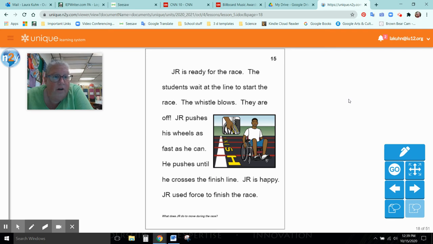So, JR pushes his wheels to make his wheels move for the motion. And when he does that, it pushes him forward, and he's able to participate in the race. So let's say that he couldn't access his wheels. So a friend of his comes behind him and pushes his wheelchair while running through the race too. So again, pushing to go forward, okay?